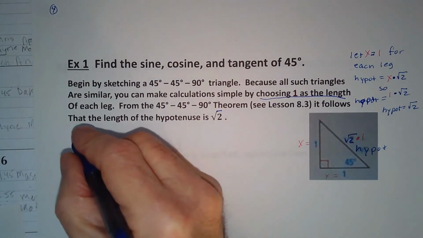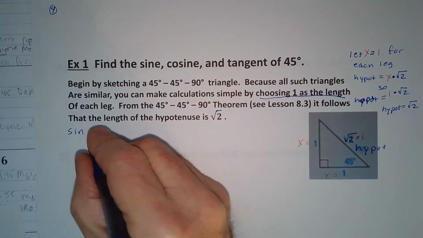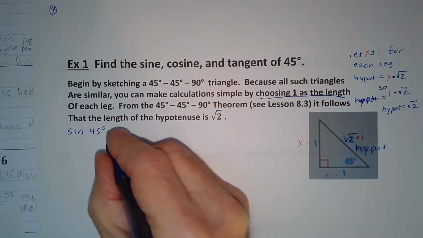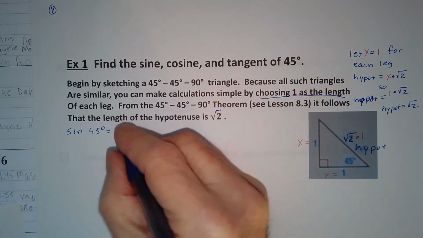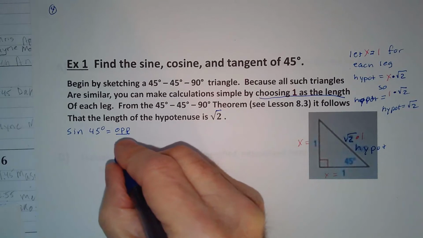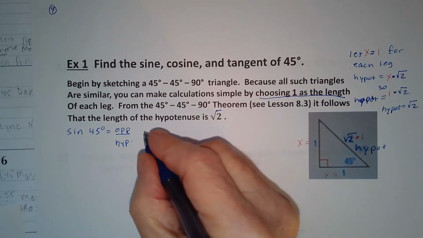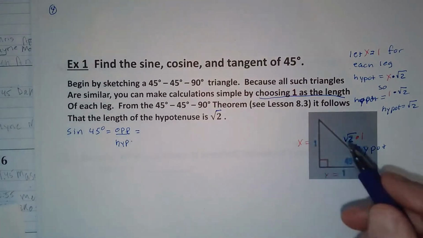So let's do the sine of 45 degrees. Sine of 45 degrees equals, if you remember the ratio, opposite over hypotenuse. And what does that equal? Well, let's substitute.